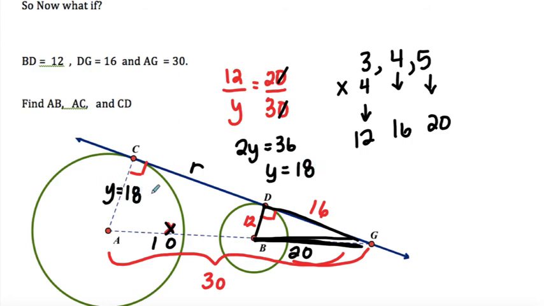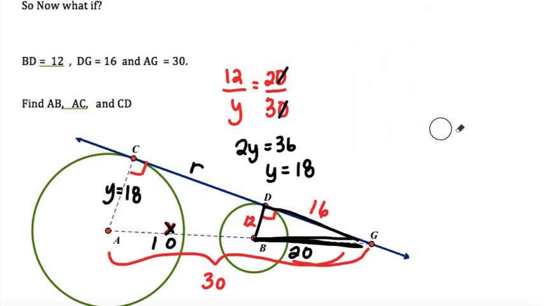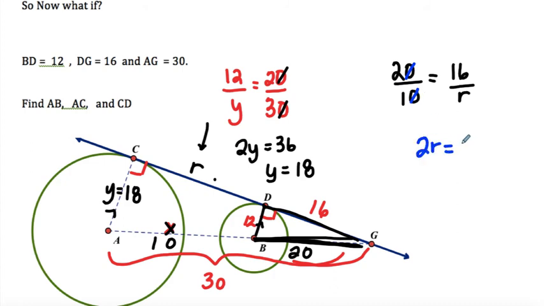Now I'm going to use the triangle proportionality theorem again, but this time I'm going to use the side splitter theorem, which is a corollary to the triangle proportionality theorem. The side splitter theorem says that if these lines are parallel, it divides the sides proportionally. So I can do 20 over 10 equals 16 over r. Now I am going to simplify. That becomes 2 to 1. So 2r equals 16. Divide by 2. R equals 8.